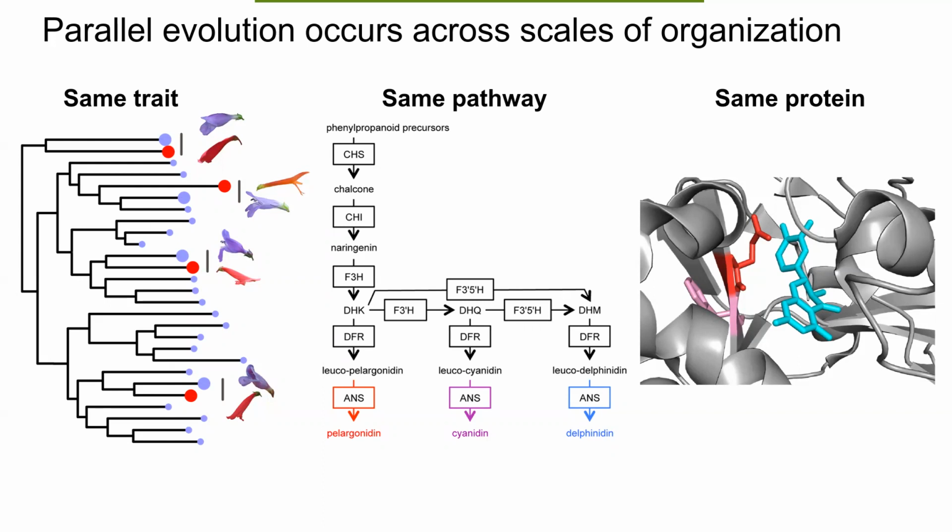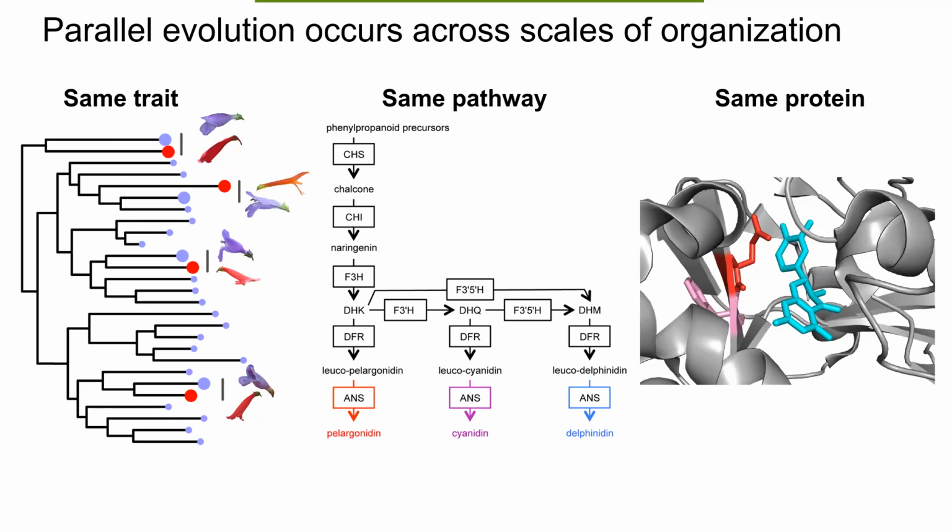So depending on how you think of it, across different scales of organization, you might get a different answer. It may be parallel at one scale, it may not be parallel at another scale. And from that, we can learn a lot. We can learn about the different mechanisms at the molecular level that can give rise to these changes in traits. We can also learn about things like constraints.